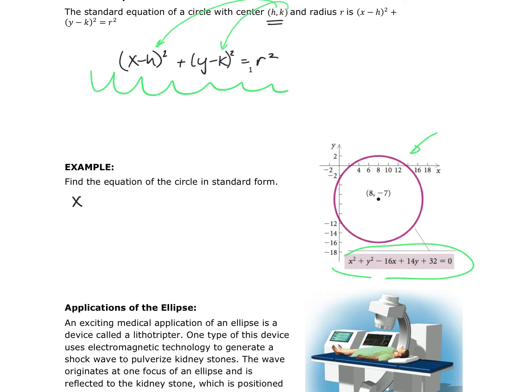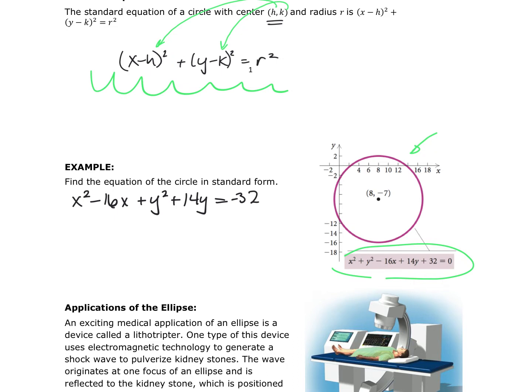When I'm completing the square, the first thing I'm going to do is order it so my x terms are together and my y terms are together. So I'm just going to rewrite this with my x terms and my y terms grouped together. Any term that doesn't have an x or a y attached to it, that constant, I'm going to bring to the other side. So I have a minus 32. Now I'm ready to complete the square.